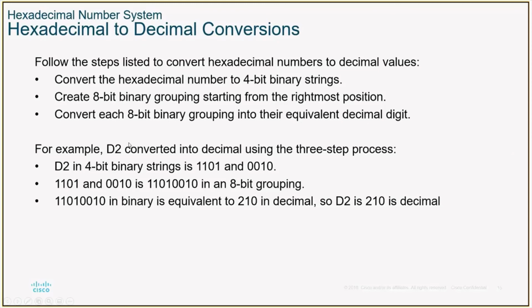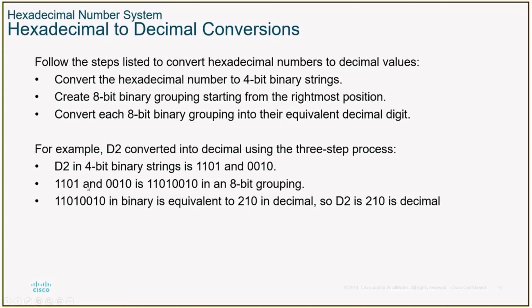So we've got a number D2. Now A is 10, B is 11, C is 12, D is 13. So basically, we've got 13 and 2. 13 in binary is 8 plus 4 plus 1, because 12 plus 1 is 13. The last number was 2, and so it's just 0010.